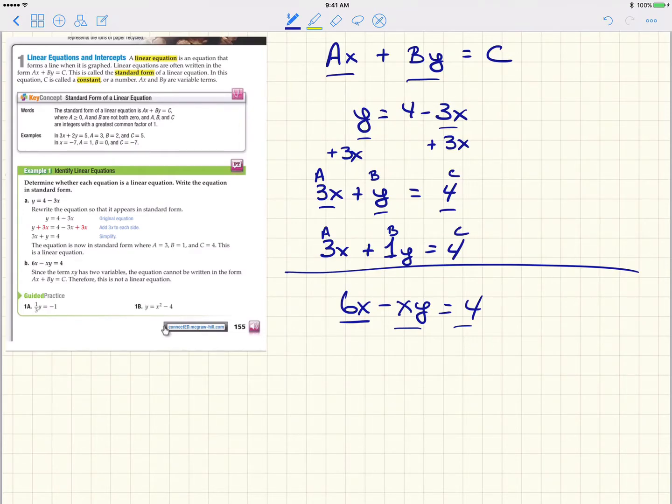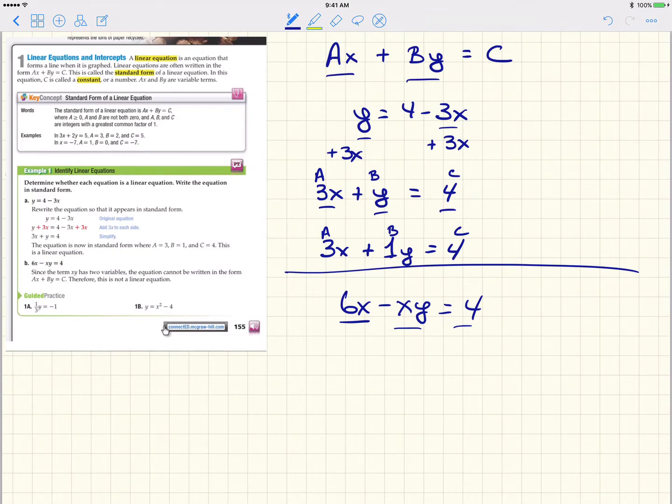If not, what you can do is plot some points. Pick a value for x, figure out what y is, put them on the coordinate graph, and see what shape it gives you. There's also some function calculators online. You can put this equation into that function calculator, and it will draw the graph for you, and see what it gives you. So that's another way to double check that.